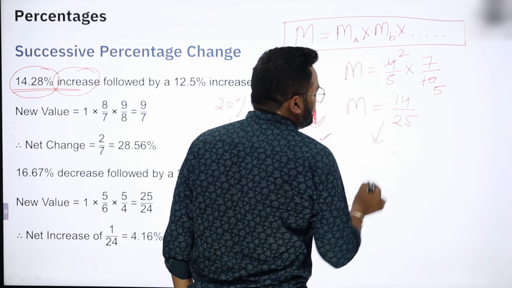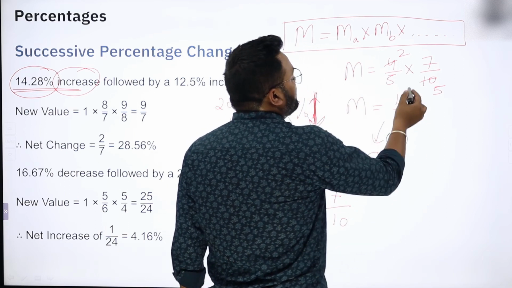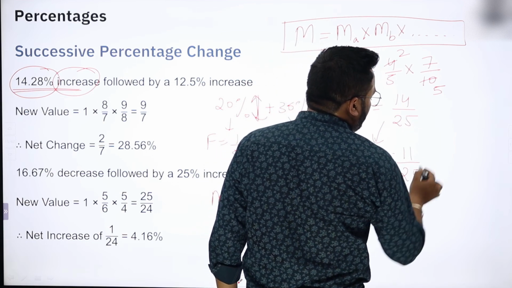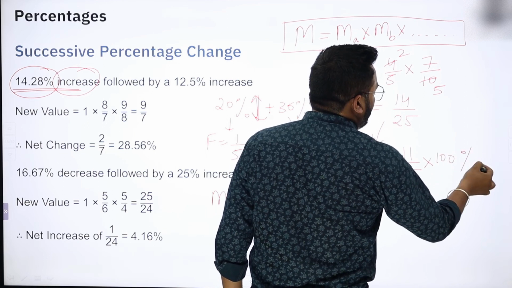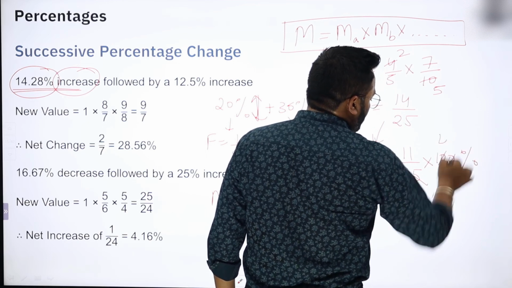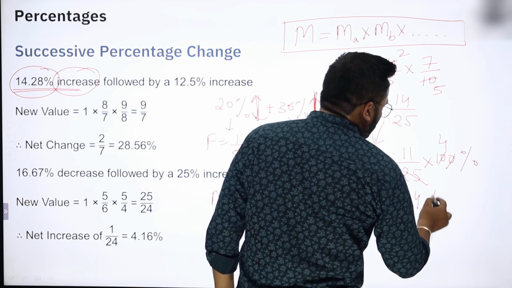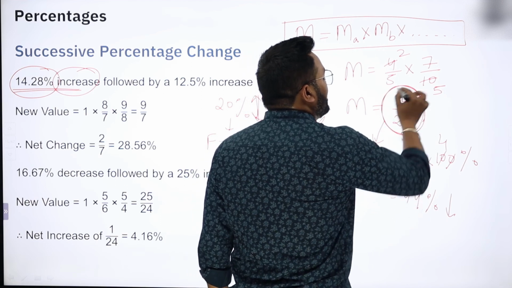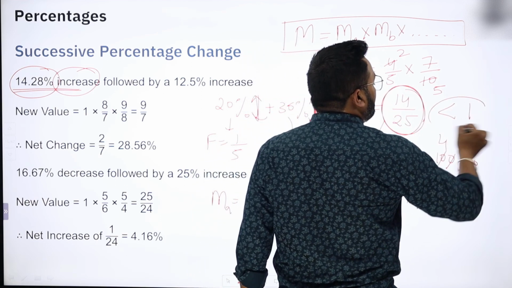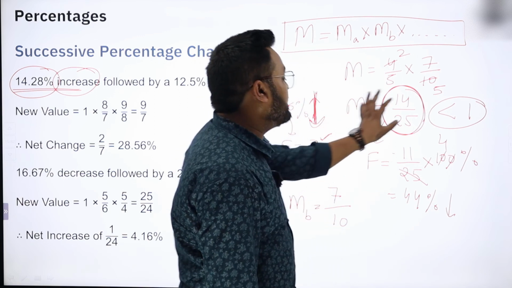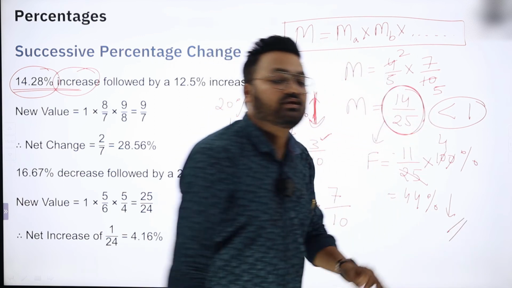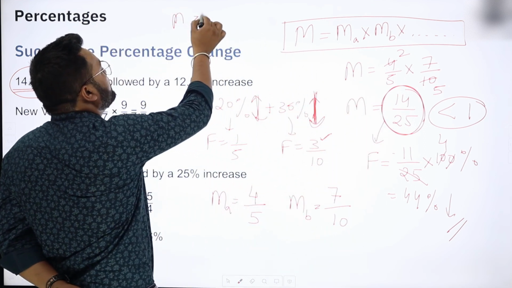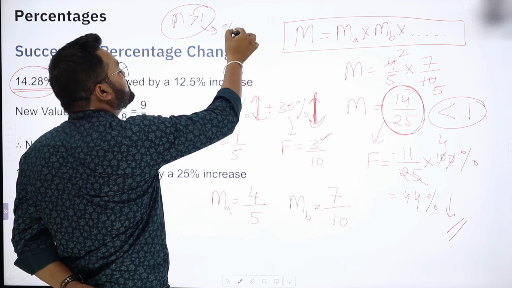I will convert this to fraction. So what is the difference here? 25 and 14, 11 is the difference. The denominator value will remain same. I will find the percentage. This cancels, I would say this is 4, and 44% decrease will be my answer, because this multiplier value is what? This value is less than 1. Whenever the value of multiplier is less than 1, the result is what? Percentage decrease. Whenever the value of multiplier is greater than 1, that means it will give us what?